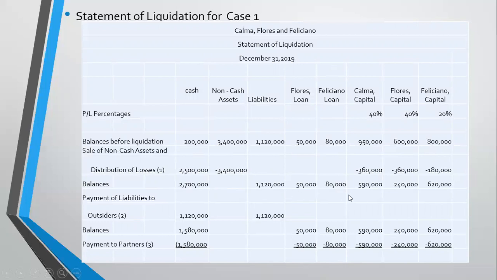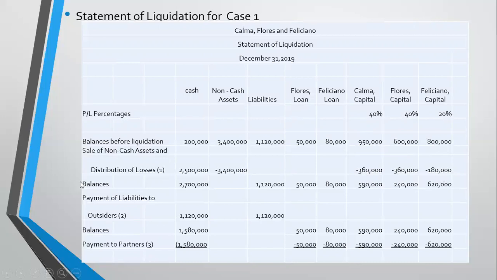The loan balances. Since meron silang loss on realization, we have reflected the loss on realization sa kanilang capital balance. Ito na ngayon yung naging balance ng kanilang capital after deducting the loss on realization. As you can see, positive pa rin lahat yung result ng kanilang capital. Ibig sabihin, the loss on realization amounting to 900,000 is kaya pa rin i-absorb ng kanilang capital balances.